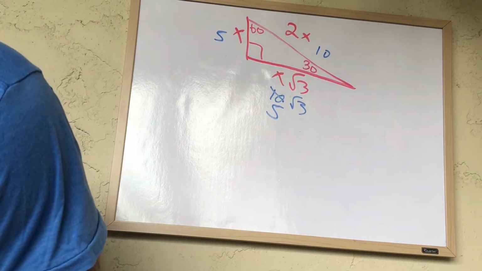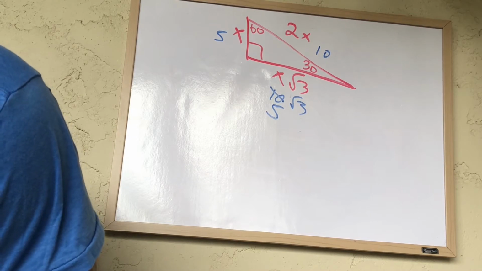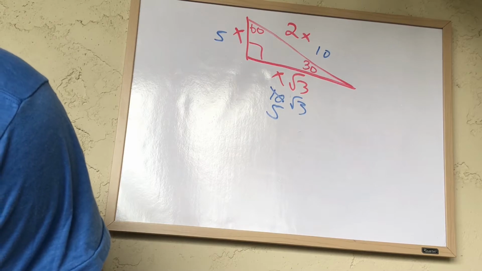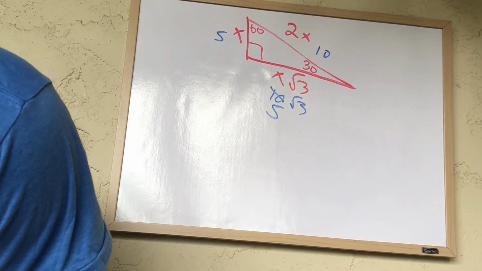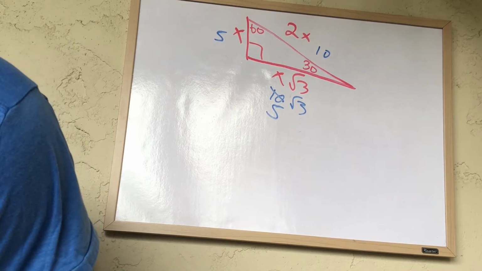Going down, let me see if there are any more 30, 60, 90 degree triangles that I'm going to talk to you about. Nope. All right. So that was number 7 that I just went over. So I went over 2 and 7.